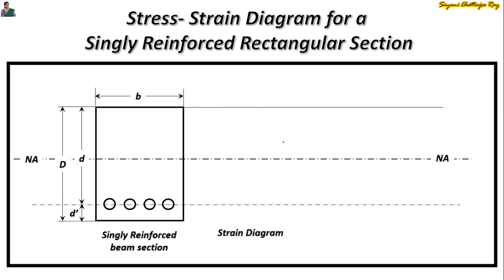Now I will be showing you the strain diagram for this singly reinforced beam section. Right in front of you is the strain diagram. This one will be the strain for concrete and this will be the strain for steel. Strain in concrete is shown by epsilon C and strain in steel is shown by epsilon St.